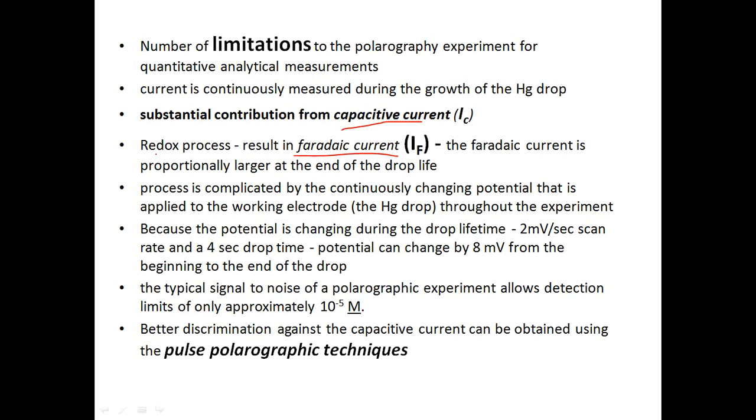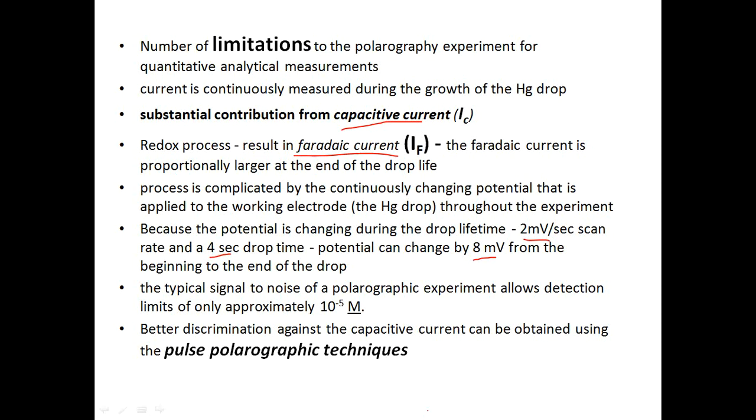So the process is slightly complicated, because the change in potential is a continuous process. Throughout the experiment the potential is changed. If we take the drop time for a particular mercury drop, it's around 4 seconds to 6 seconds. The average time taken is 4 seconds, and in that 4 seconds the total potential change is around 8 millivolts. If we take a scan rate of 2 millivolts per second, then 8 millivolts of total potential is changing in the lifetime of a particular mercury drop.